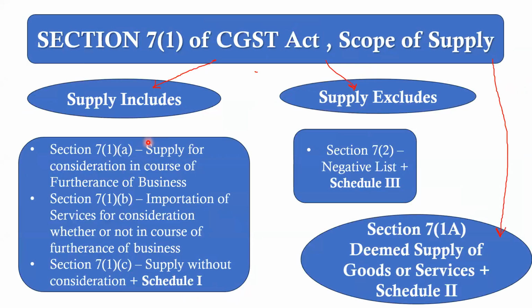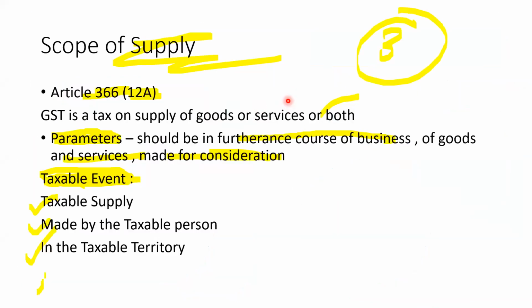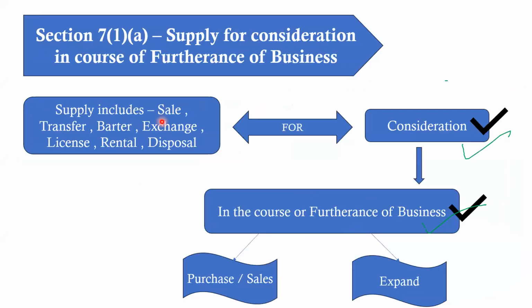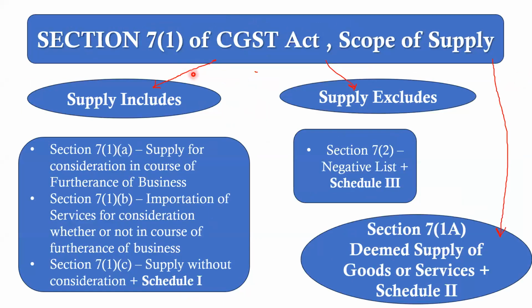So this was the supply for the consideration in the course of the furtherance of your business, which says that you should know that both conditions, that is the word consideration, and the furtherance course of business, must go together to frame it into a supply. The next we will be discussing is section 7 subsection 1 clause B, the importation of services for consideration, whether or not in the course of the furtherance of the business.